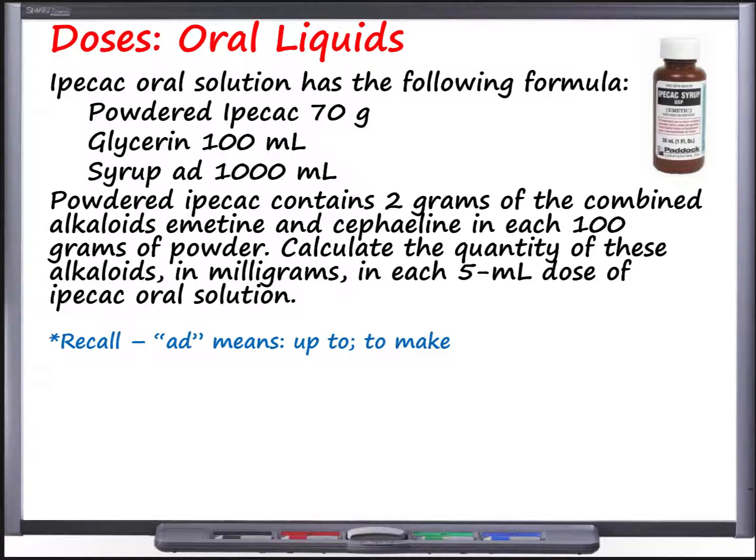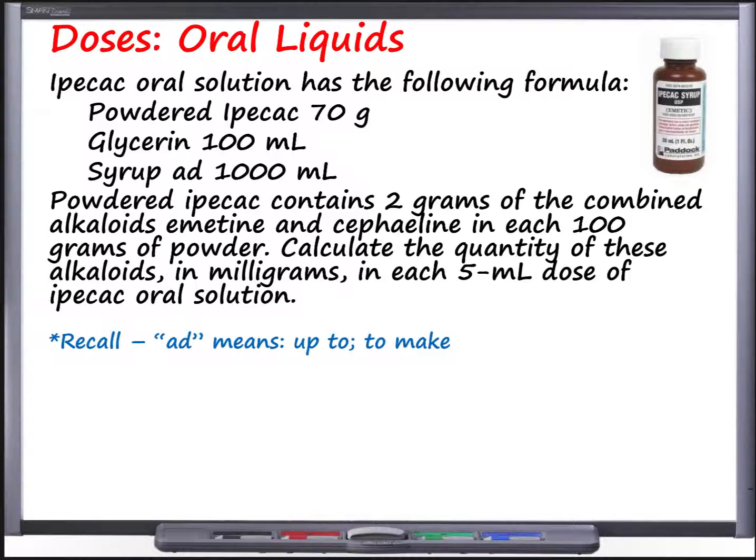So we're going to dilute our 100 mils of glycerin containing it, AD 1,000 milliliters. I would recall back to your textbook has a list of some Latin abbreviations, and in this case, AD means up to or to make a total of.